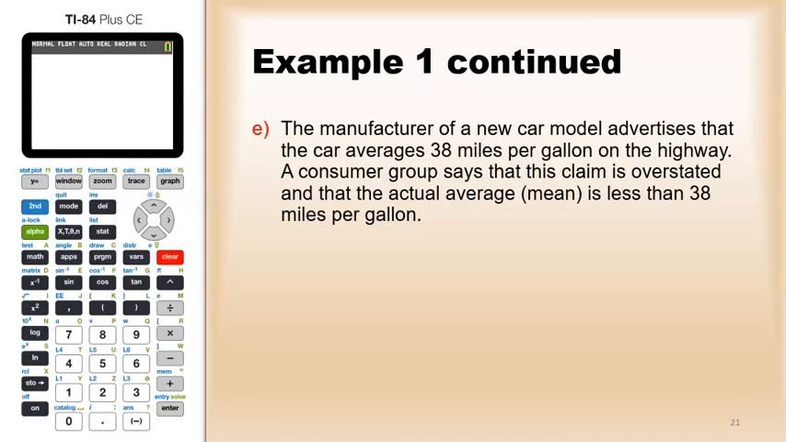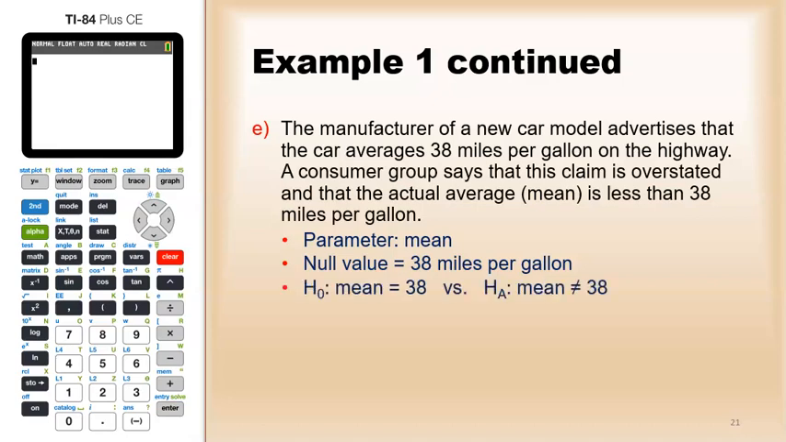All right, two more. The manufacturer of a new car model advertises the car averages 38 miles per gallon on the highway. So again, it's another mean. The consumer group says this claim is overstated and that the actual average is less than 38 miles per gallon. So once again, the parameter is the mean. The null value would be 38 miles per gallon. So mean equal to 38 versus mean not equal to 38.